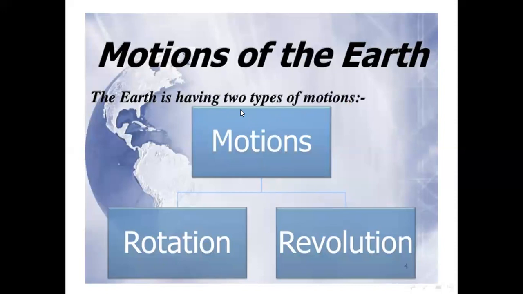The Earth has 2 types of movement or motions. Both of the movements cause interesting changes on Earth. One is rotation and the other is called revolution. Number 1, rotation; the other is revolution.